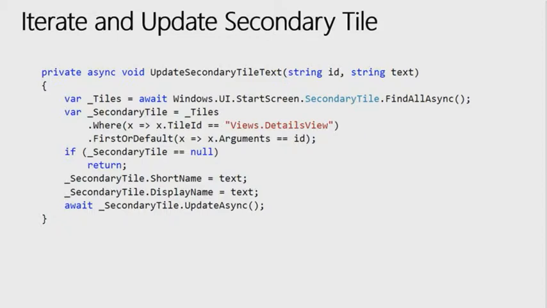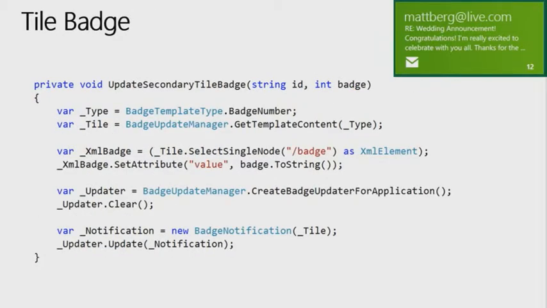And so in this case, it finds a tile ID that is the details view and finds a specific argument that was passed into this method. Once you have that, it updates the short name and the display name with whatever else was passed into this method, and then updates it. Update doesn't have to be approved because it's already there. We're just making it fresh. Sounds good. Yeah. So this method could show up in your application, or it could show up in your background task, because it has the same references.